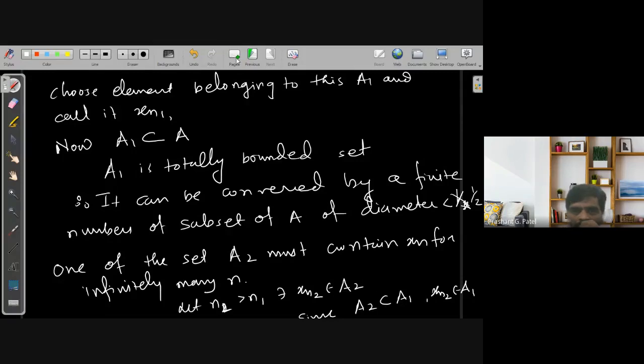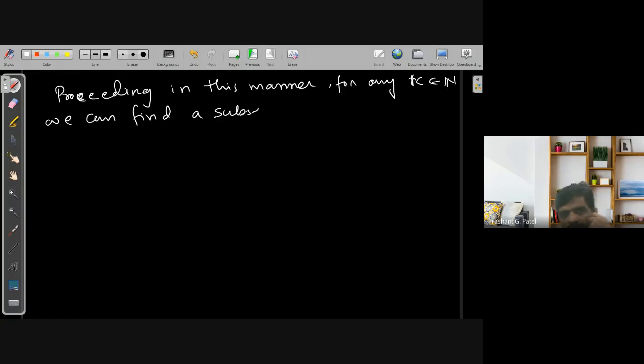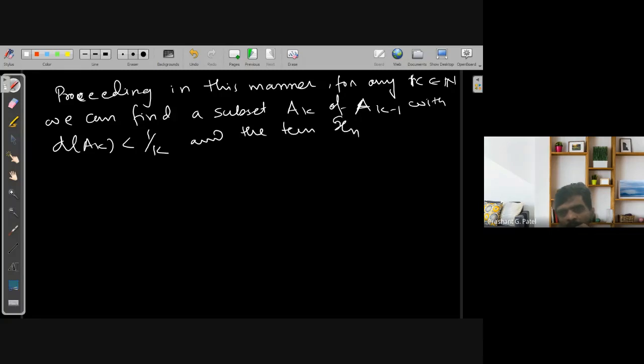Proceeding in this manner, for any k in N, we can find a subset A_k of A_{k-1} with diameter of A_k less than 1/k, and a term x_{n_k} belonging to A_k of the sequence x_n. So every time we will have such things.